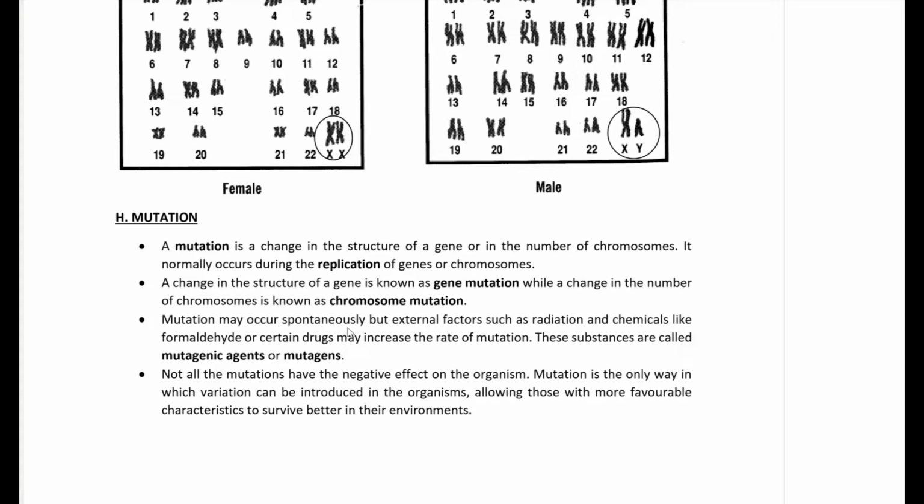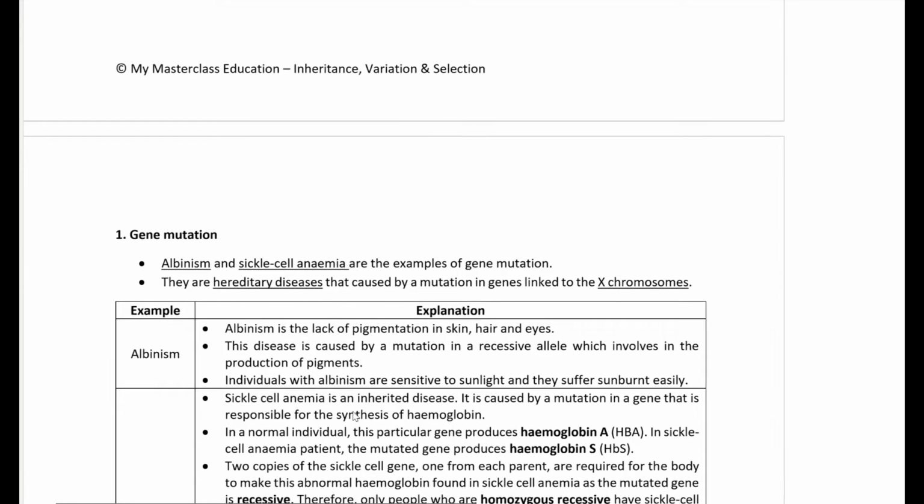Okay, so mutations, of course, can happen spontaneously. It happens almost on a daily basis when we are exposed to things like radiation or chemicals, even the mild ones. Most of the time our DNA is able to recover, and these are called mutagenic agents, or mutagens. So not all mutations have a negative effect. Some mutations along the way, due to adaptation to the environment, do allow organisms to have favorable traits to survive better in their environments.